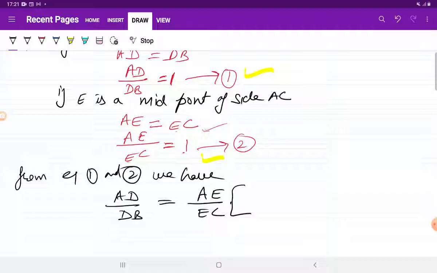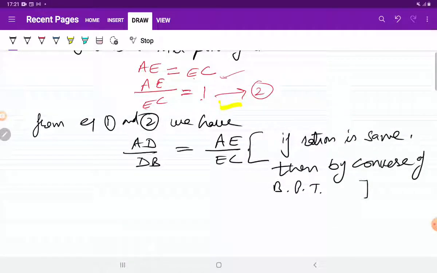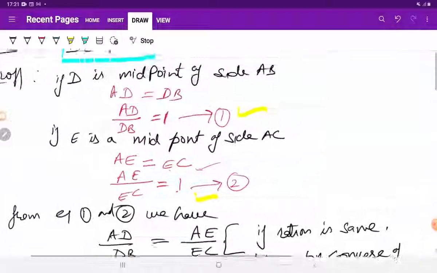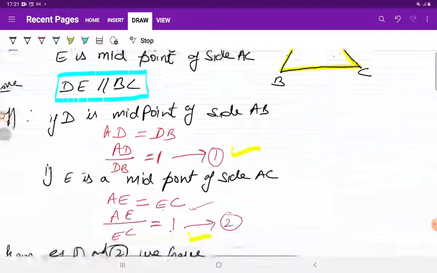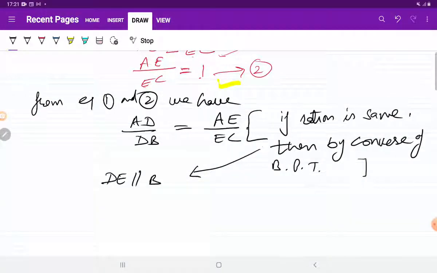So here you can write that if the ratio is the same, then by converse of BPT theorem, the lines will be parallel. Here also you can write, if the ratio is the same, then by converse of BPT theorem, which side? Side DE will be parallel to BC. Side DE will be parallel to side BC.